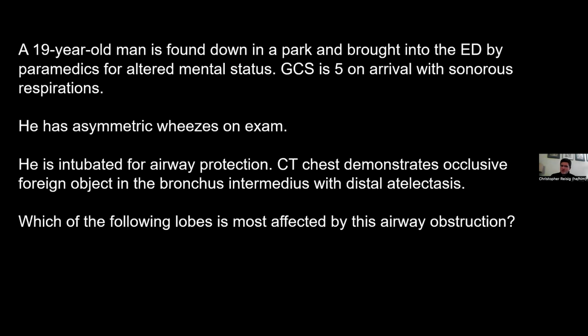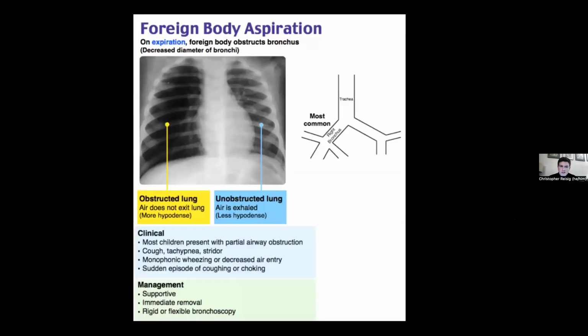Moving on, you have a gentleman who's in the park. He's got asymmetric wheezes when he's found, and he's got a very low GCS. He's intubated, and it shows that he has a foreign object in his bronchus intermedius. Who knows what he's doing in the park? Which lobes are most affected by the airway obstruction? I'm not really sure you're all going to be asked about lobes directly as much as they want to make sure you understand some rough sense of the tracheal tree.